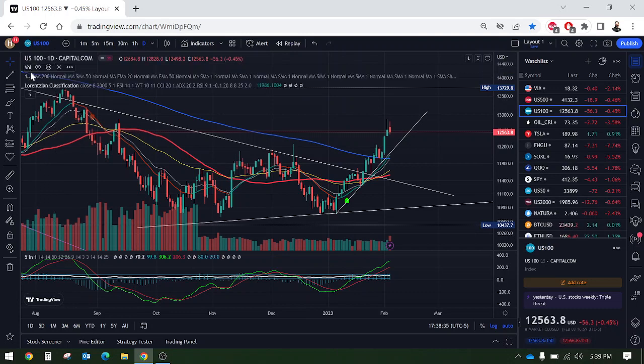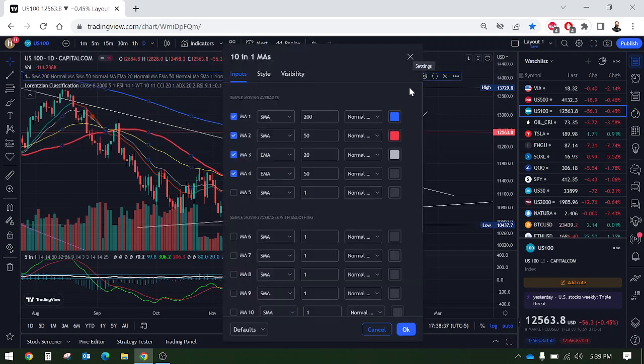Other indicator I use is this one, which is 10 in 1 MA. In my daily updates, I only use 50 SMA, but I like to keep an eye on 200 SMA and then 20 and 50 EMAs. So you can use this as well and color code it as you like.